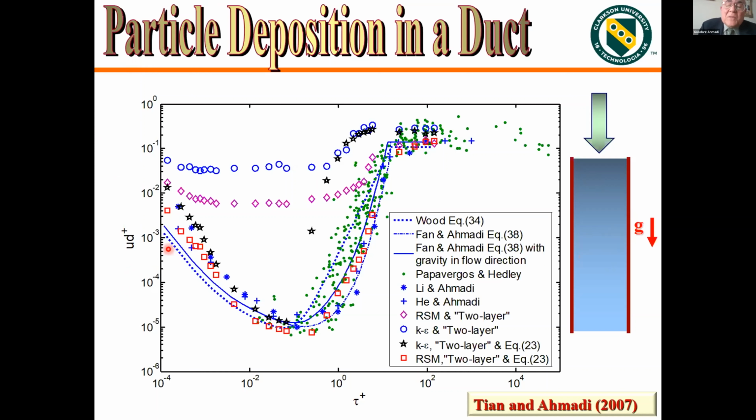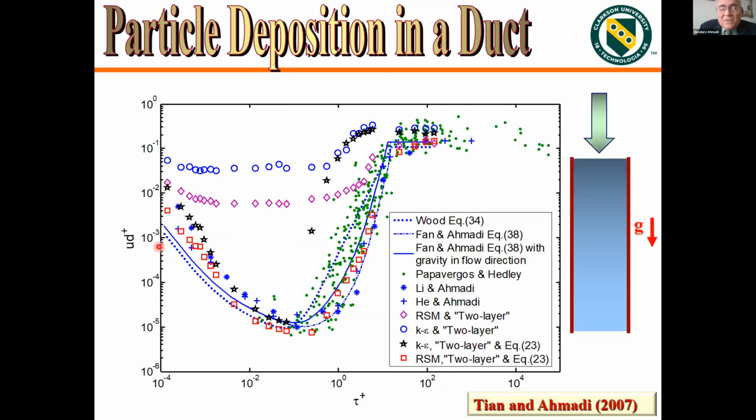This is actually nanometer particles of the order of 10 nanometers, and this side goes to about 100 nanometers. And relaxation time is proportional to diameter squared times density over viscosity. And these are predictions of various models, some of it ours and some of it from the Fluent code and other codes here. And we can see the experimental data are the little green dots here.